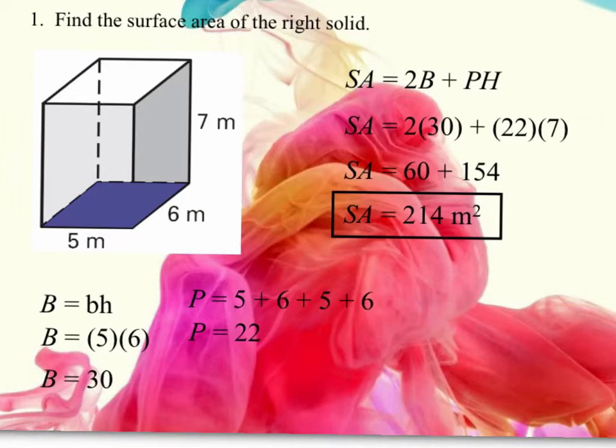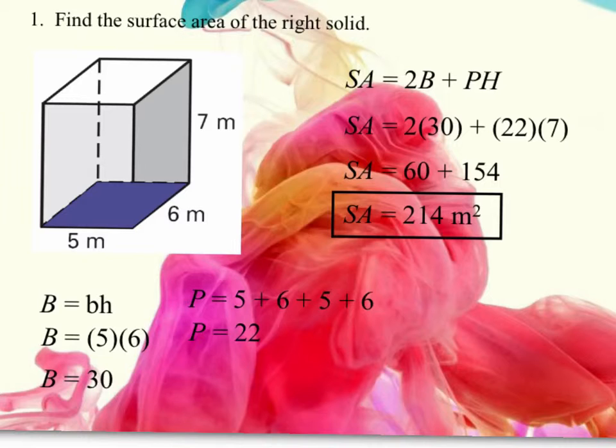The perimeter is going to be 5 plus 5 plus 6 plus 6. And when you add that all together, you get 22. And that goes here. And then the height of this solid is 7. So we plug that in here. Then we multiply and get 60. Multiply to get 154. Add those two together and we get 214 meters squared.